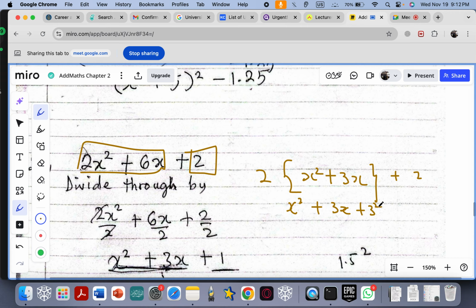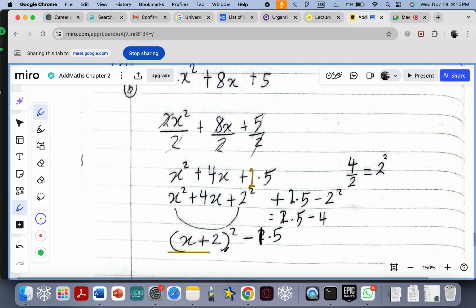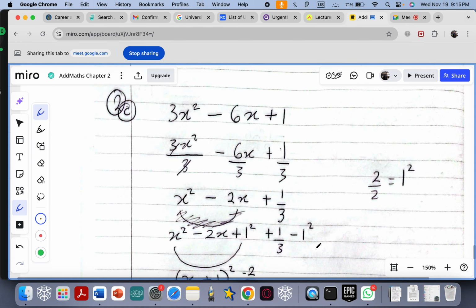Now let's have this. You either divide through by 2 or you factorize 2 out. Okay, if you divide through by 2, you get x squared plus 4x plus 2.5. Divide 5 by 2, you get 2.5, not 1.5. Okay? So then you have the coefficient of x, which is 4. And then you simplify this one. 2 minus 4, you get negative 1.5. Yes. So this becomes your solution.